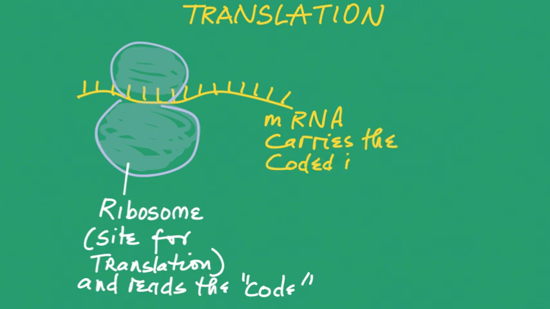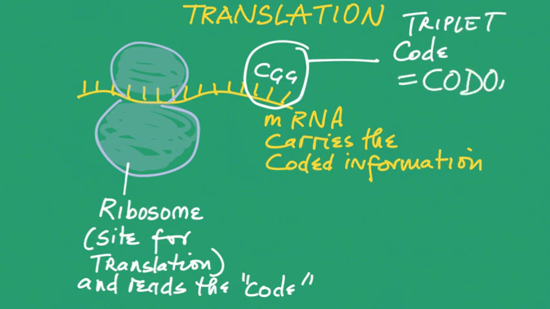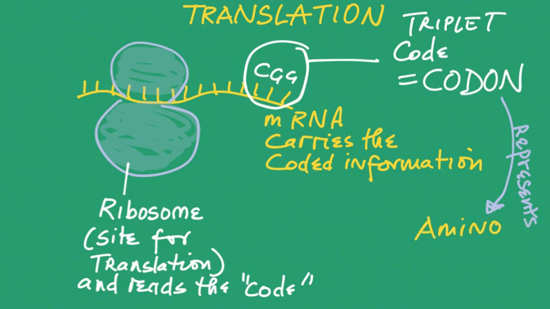So what's the code? The language of the mRNA has many words, and each word has only 3 letters. These 3 letters are really the nucleotides. So the nucleotide sequence is read in triplets because each word has only 3 letters, and each triplet code is called a codon. And each codon represents an amino acid.